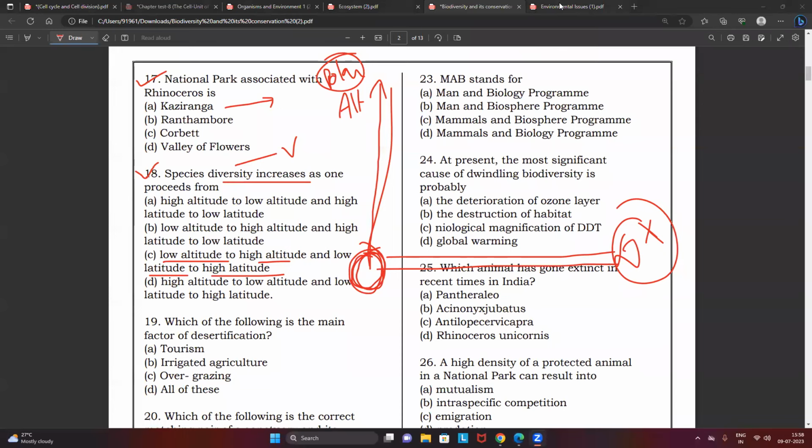Of course, species diversity increases as one proceeds from... Look into the given option very correctly. No need to get confused with that. Okay, they're asking increasing. One second. They're asking increasing, right? High altitude to the low altitude and high latitude to the low latitude. No, they're asking in an increasing order.